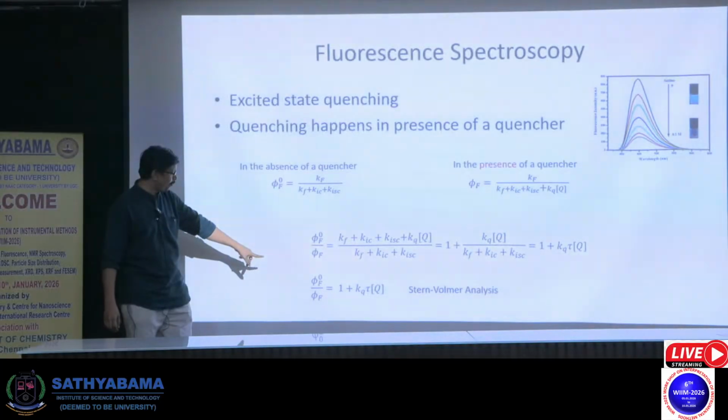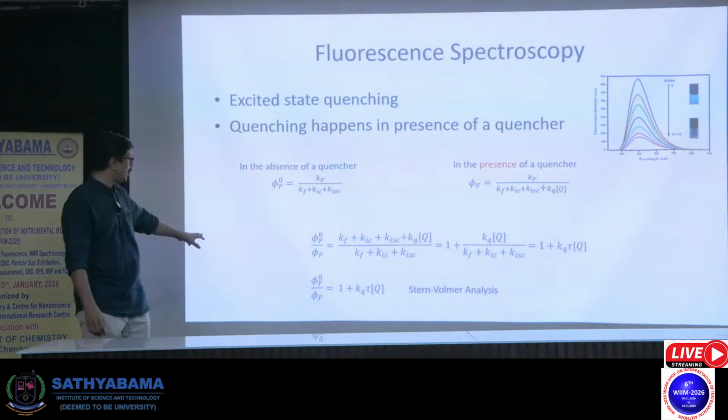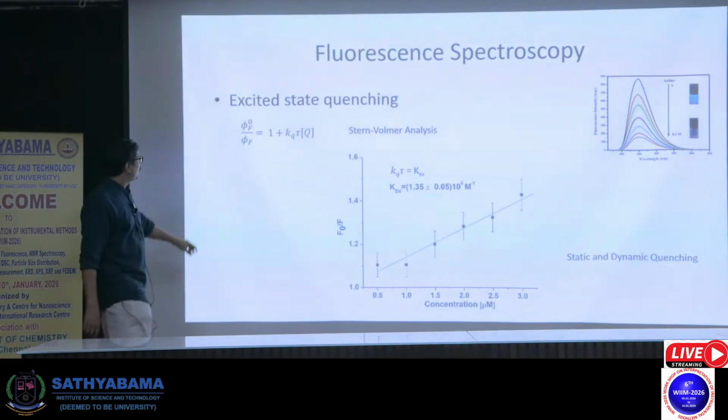Phi 0f by phi f is equal to 1 plus kq tau 0 [Q], which essentially means that, next slide, go to the next slide. Yeah, so before.